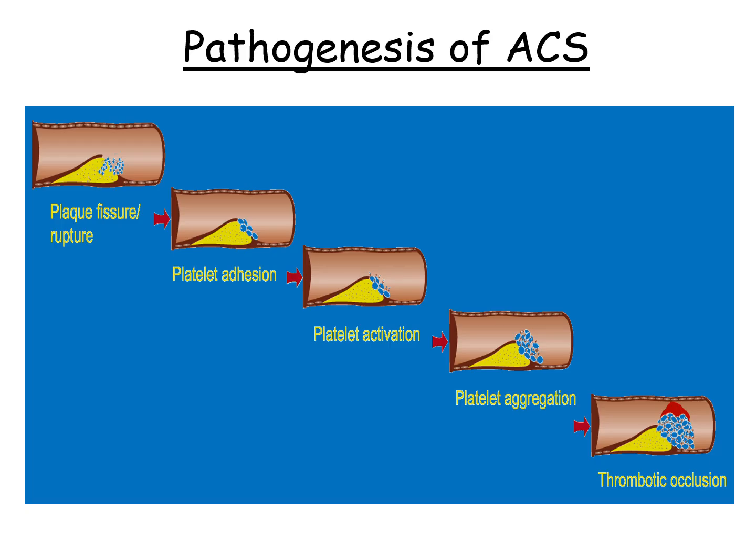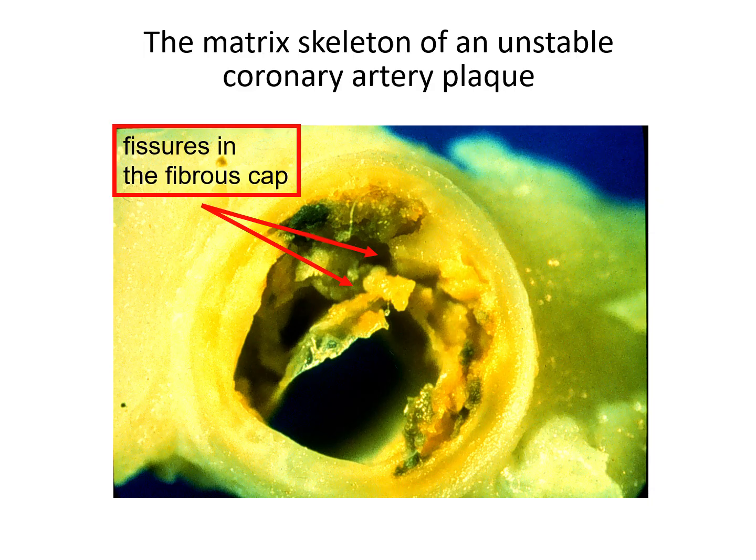So three important things to remember in the pathogenesis of acute coronary syndrome: plaque rupture, platelet activation and aggregation, and thrombus formation. It's important to remember these because this is the basis based on which we treat these patients, which we will discuss in future slides.